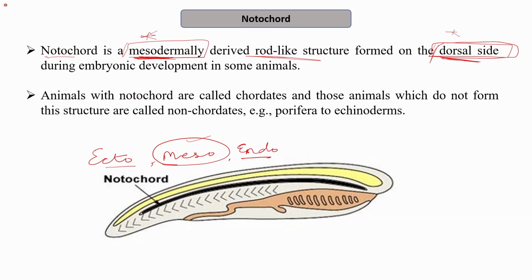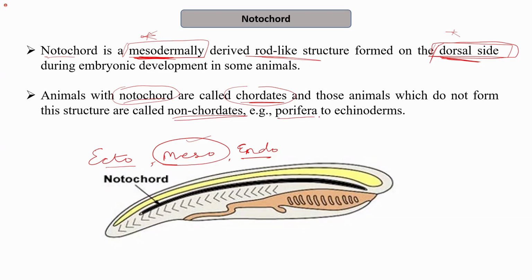Then animals with notochord are called chordates, and those animals which do not have this structure are called non-chordates. As the name can be clearly seen, those which have this notochord are called chordates. Those which do not have this notochord are called non-chordates.